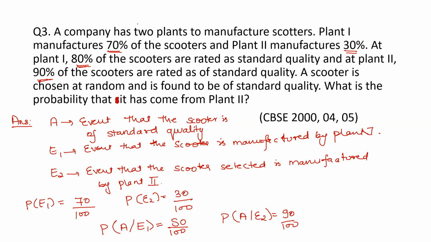Please tell me the answer in fraction. Don't convert that into a decimal. So we need to multiply P1, the same formula. But here you need to find whether it has come from plant second. So that means you need to find P(E2 by A) in this case.